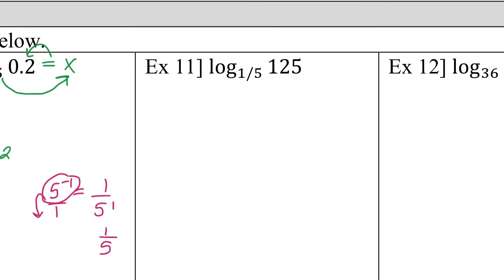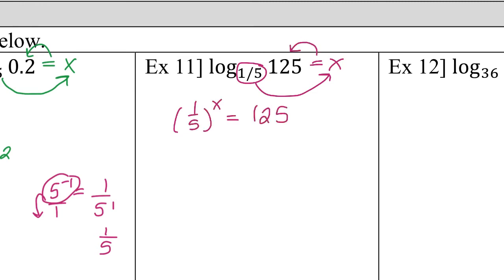Log base 1/5 of 125. Again, I don't know what this is, so I'm going to put it equal to x. So here's my base. So 1/5 to the x is equal to 125. So again, I've got to worry about fractions here. So 1/5 to the x somehow has to get me to 125. Well, if you notice, 125 is not a fraction. So that means I have to get this 1/5 out of the fraction. So that automatically means my x has to be a negative number. That's the only way to flip-flop the fractions when you have exponents.